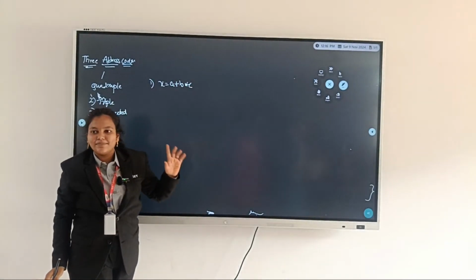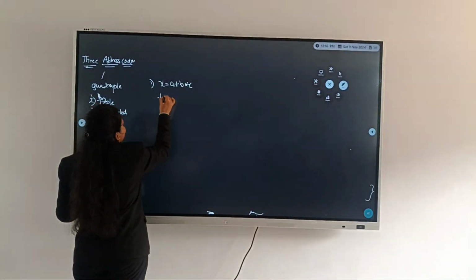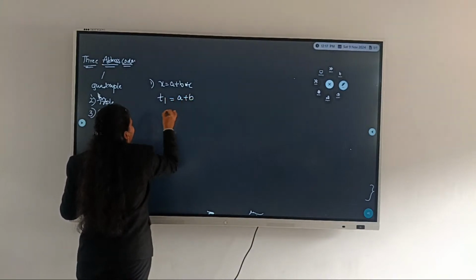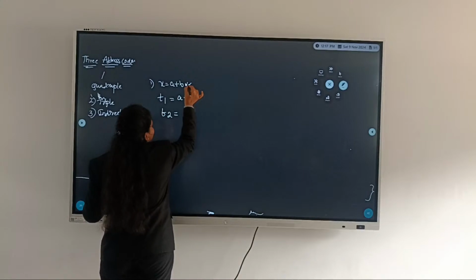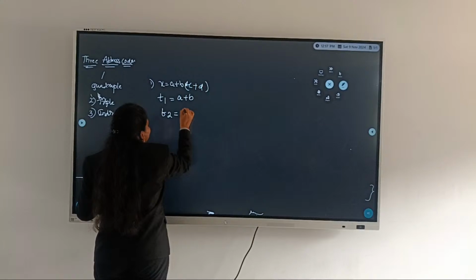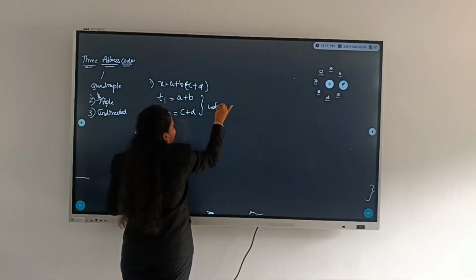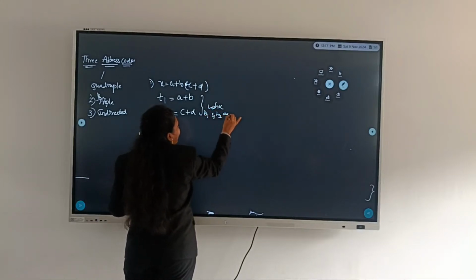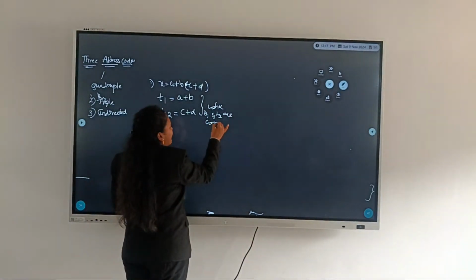This expression will be converted into several parts. And the several parts are T1 equals A plus B, T2 equals C plus B, where T1 and T2 are the temporary blocks which are generated by the compiler.